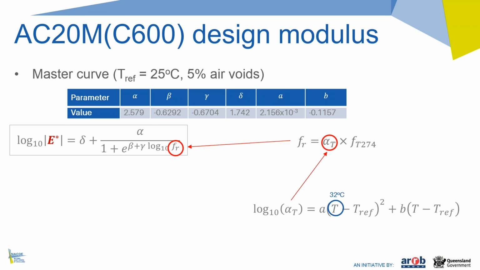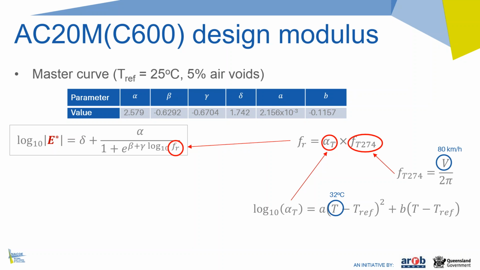The temperature shift factor comes from this equation, which Eric also showed. We know the A and B, which are part of our definition of the master curve for that mix. The T-ref reference temperature is just 25 degrees Celsius, and the other T there is the design temperature, which is the weighted mean annual pavement temperature of 32 degrees. So from that we can calculate the alpha T, which is the temperature shift.